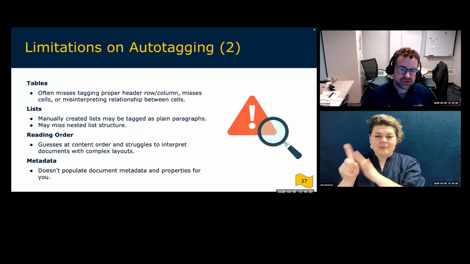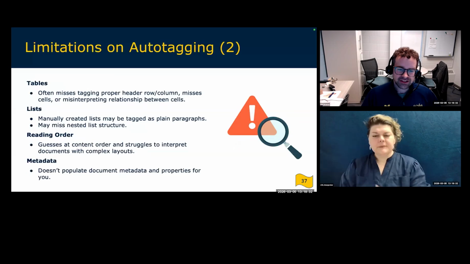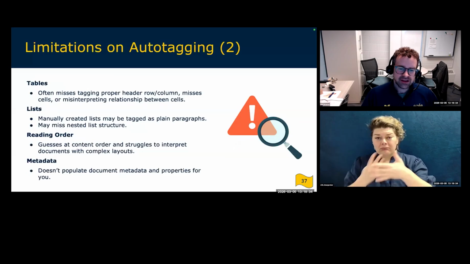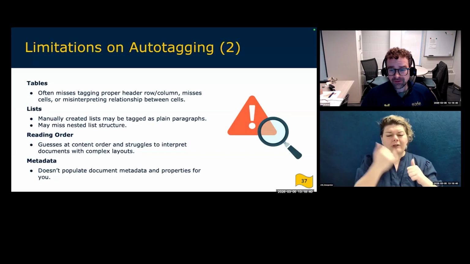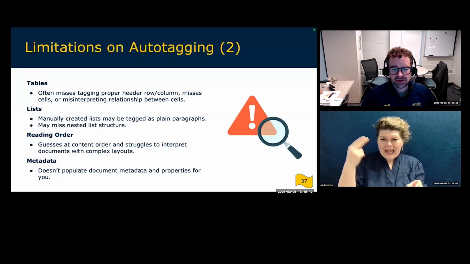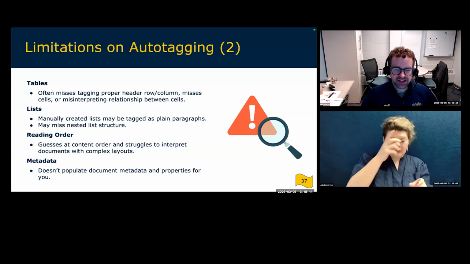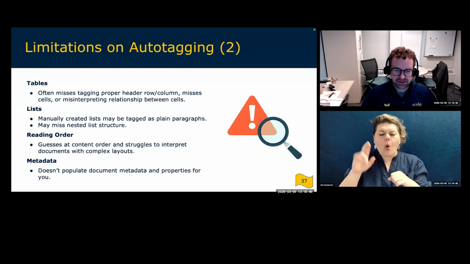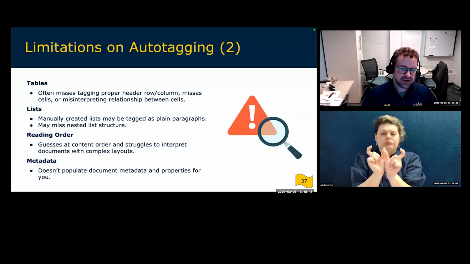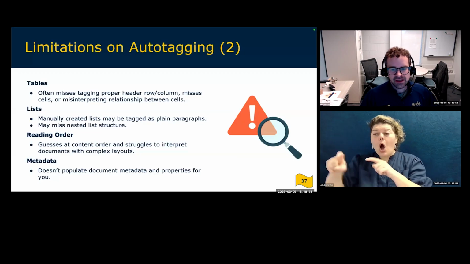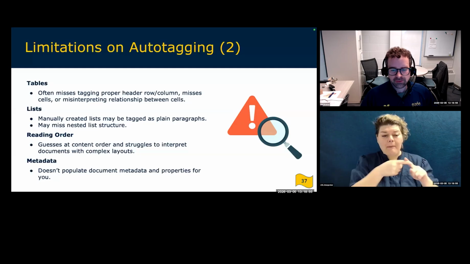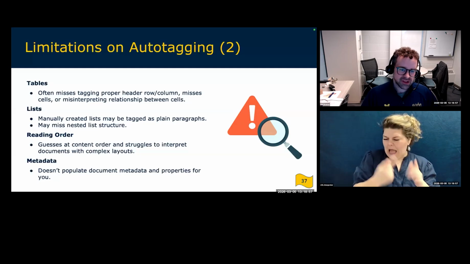So we do see issues with tables. In our recent testing, we found that auto tagging being applied to table structures, such as those that have table header rows or columns, is often not tagged correctly. We also see auto tagging miss cells or sometimes combine cells of data. Generally, auto tagging may make assumptions about how a table is structured or how it works, and this results in a poorly tagged table that is not going to be accessible.